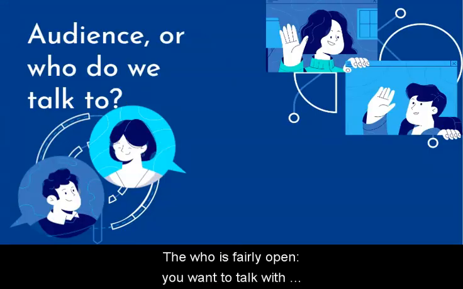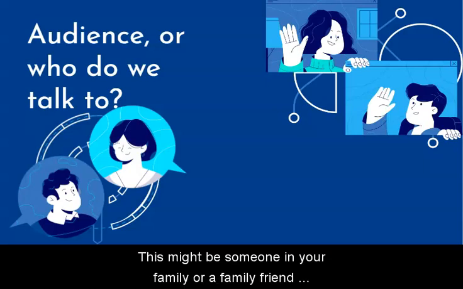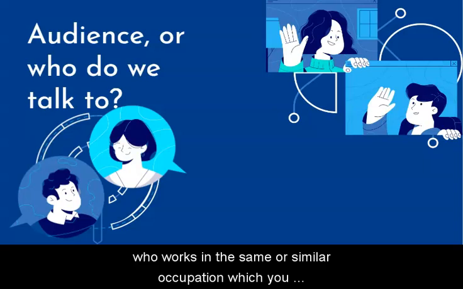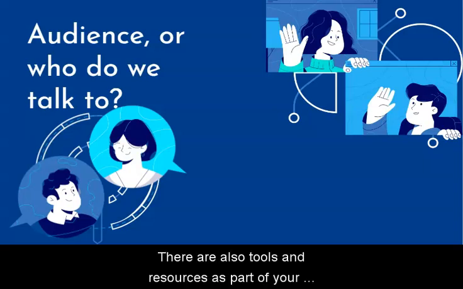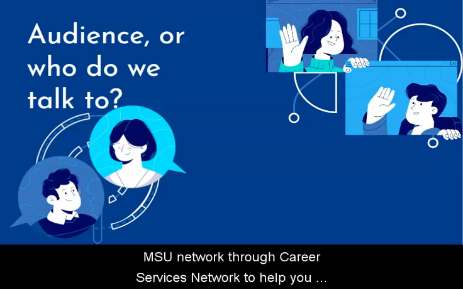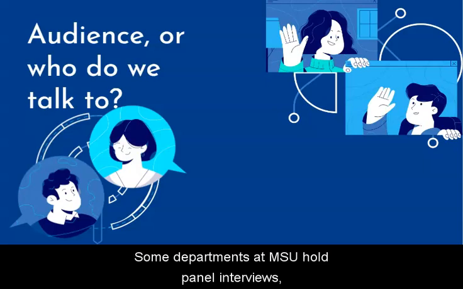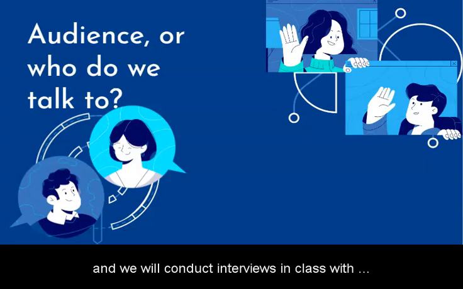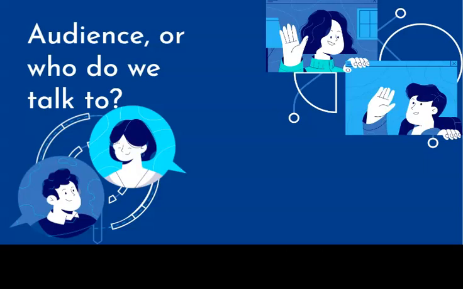The who is fairly open. You want to talk with someone who is an insider in your profession or discipline. This might be someone in your family or a family friend who works in the same or similar occupation which you are interested in. There are also tools and resources as part of your MSU network, the Career Services Network, to help you find participants. Some departments at MSU hold panel interviews, and we will conduct interviews in class with several participants in different disciplines and professions.